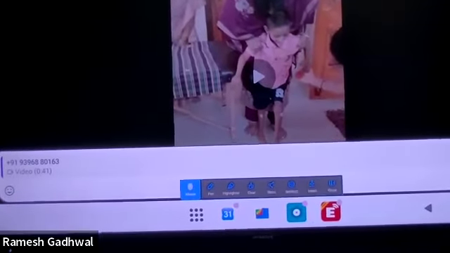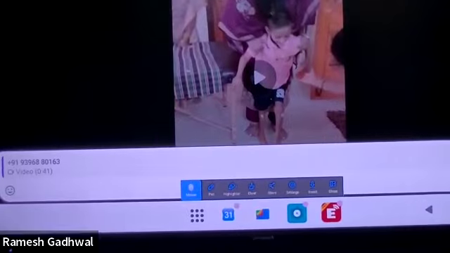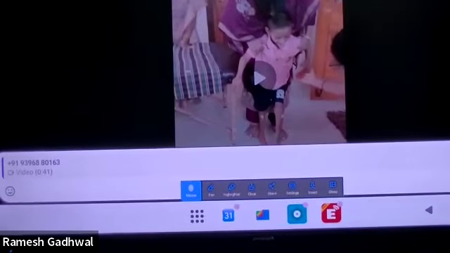Ramesh brother, you can just say your phone number, please. 73 73 968 18637. So friends, anybody interested, you can ping Ramesh ji. He will share the other details also, flyers and everything.